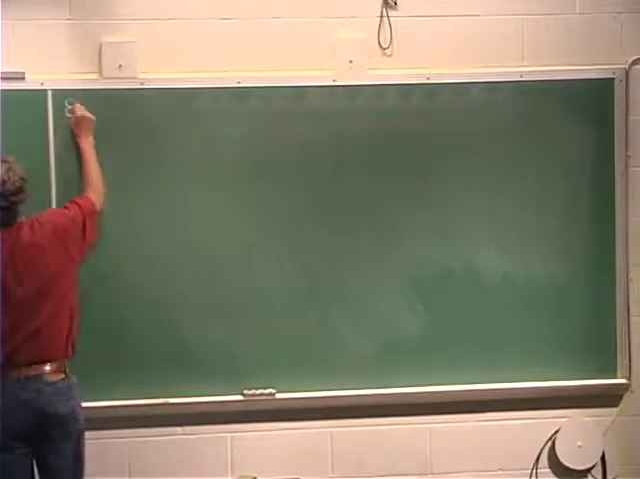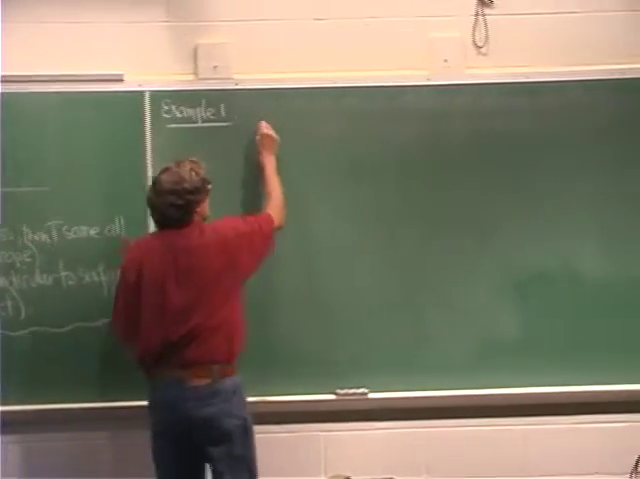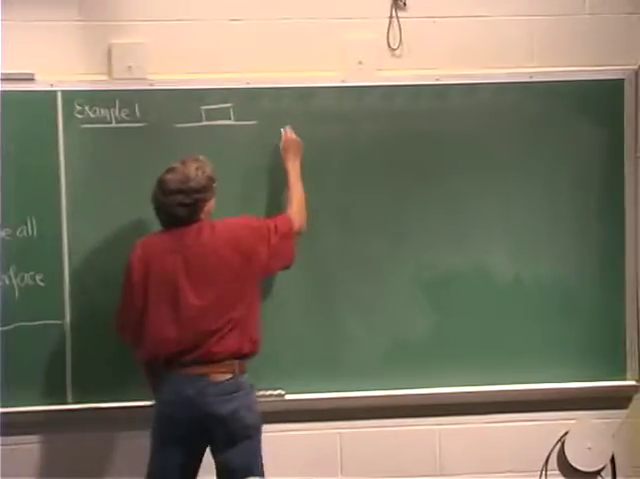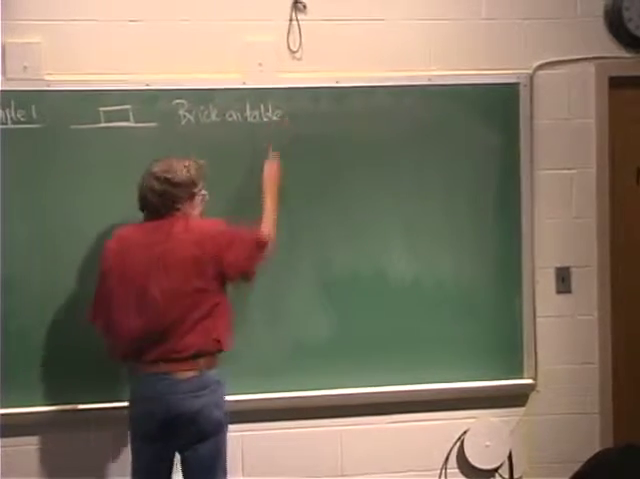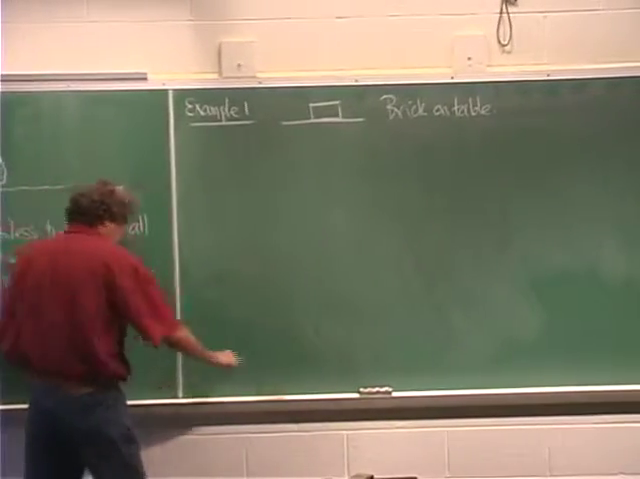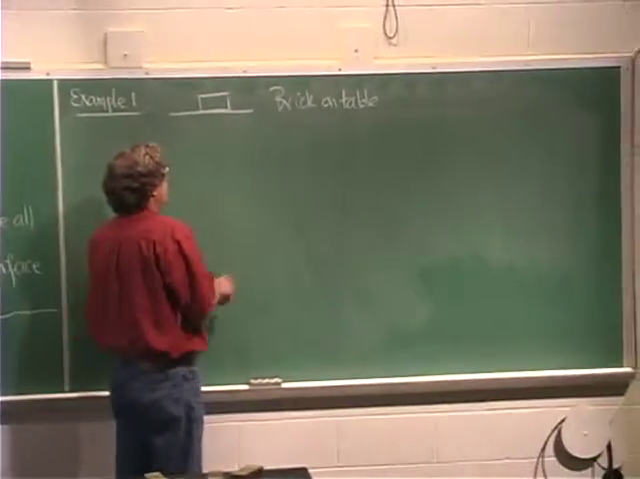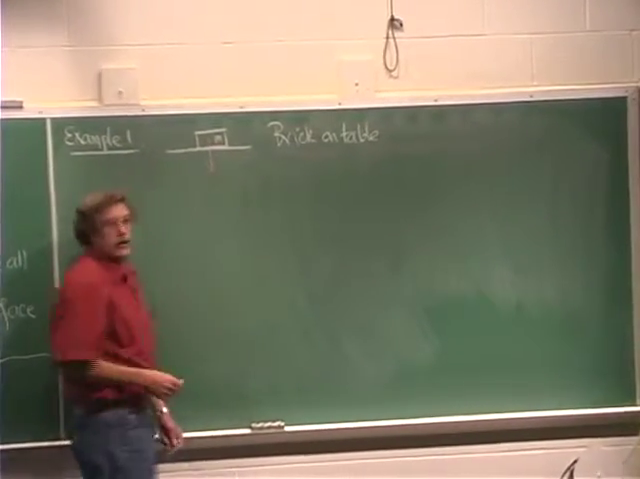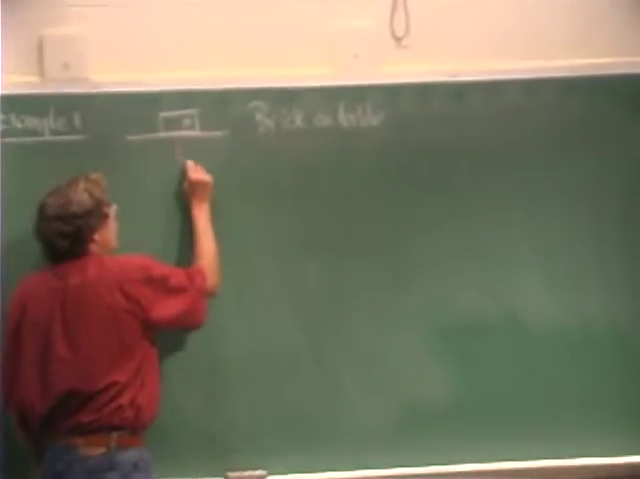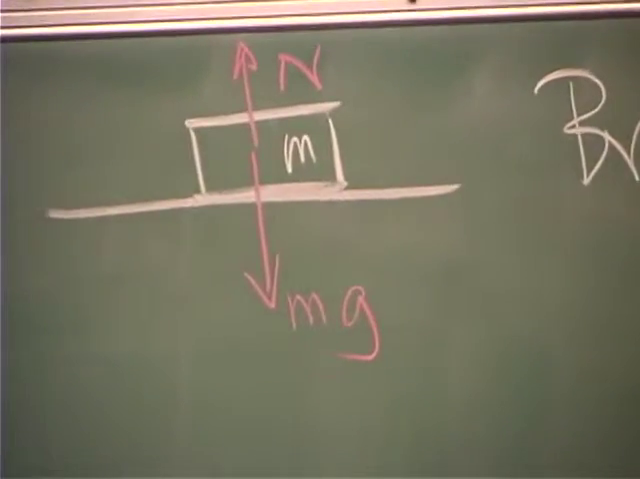So, example 1, the one that we were talking about at the end last time. Block of wood sitting on a table. What forces act on that? Here's the block of wood. It has a mass m, let's say. What forces act on it? Answer, weight, of course. It's weight acting down, mg, and normal force acting up. That force was exerted by the table, pushing up on the book.